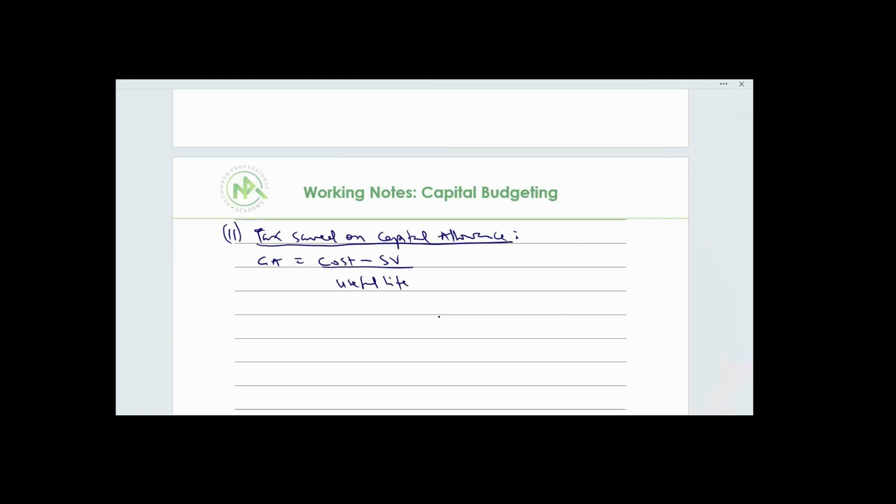In this question, the cost of the project is 86 million naira minus scrap value. How much is the scrap value? Expected salvage value is 2 million naira. Therefore, minus 2 million, divided by useful life of 4 years. So this will give us 21 million naira. This is how the examiner arrived at the 21 million naira per annum.